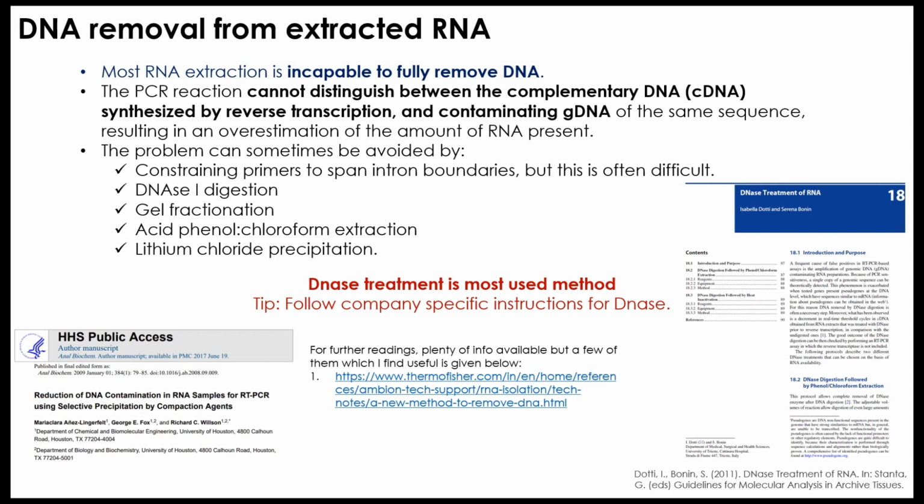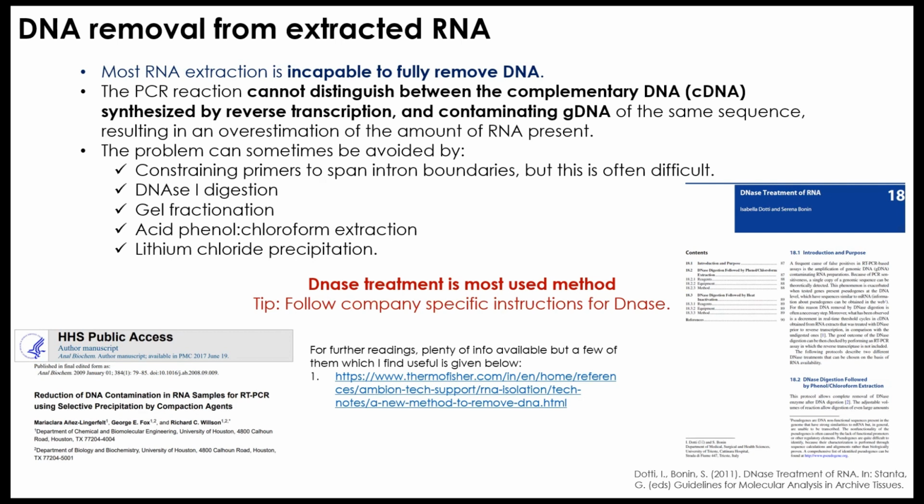And how would you avoid it? First way is that you design the primers to span the intron boundaries. However, it is sometimes difficult to make, and why should we complicate things? So in order to avoid that, DNase I digestion is the most commonly sought method to remove the DNA from the extracted RNA, right?